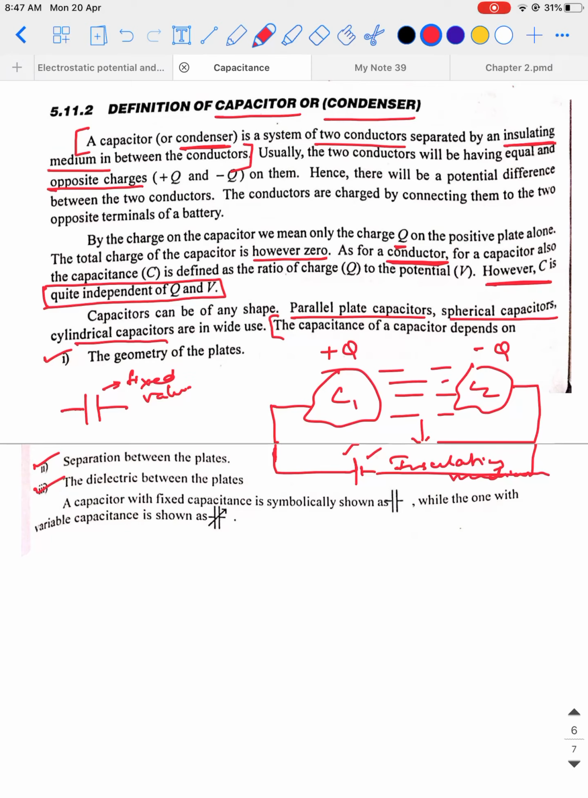Similarly, you can think of a capacitor which is going to have variable capacitance. Means it can be dynamically changed, like your variable adapter. It can be changed at whatever time you want. So this type is called a variable capacitor.